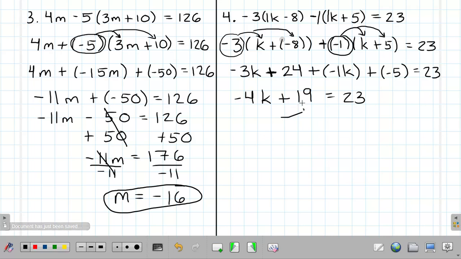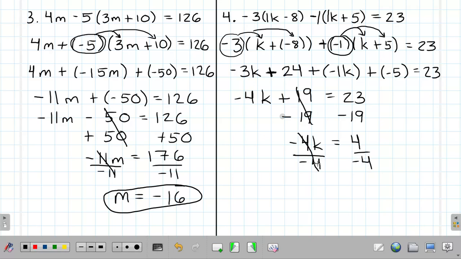So we are going to subtract 19. Subtract 19. -4k is equal to 23 minus 19 is 4. Divide by -4. Divide by -4. Those go away, giving us 1k. 4 over -4. Positive over negative is a negative. 4 over 4 is 1. So our answer is actually just -1.